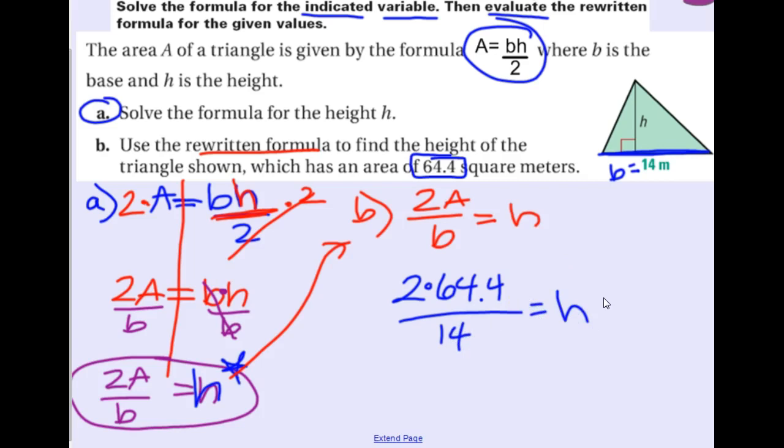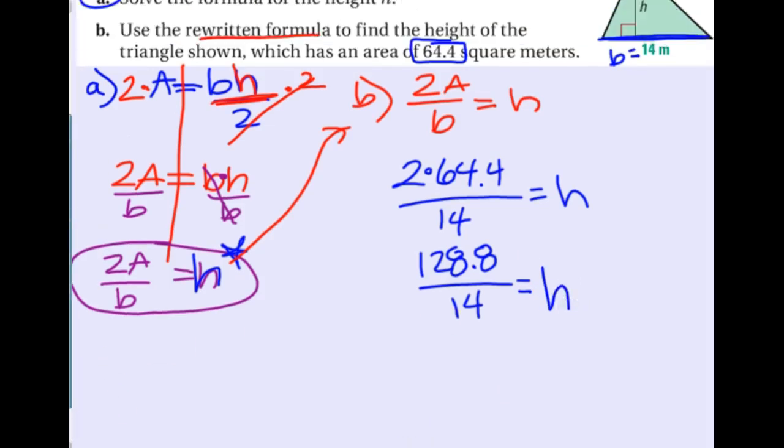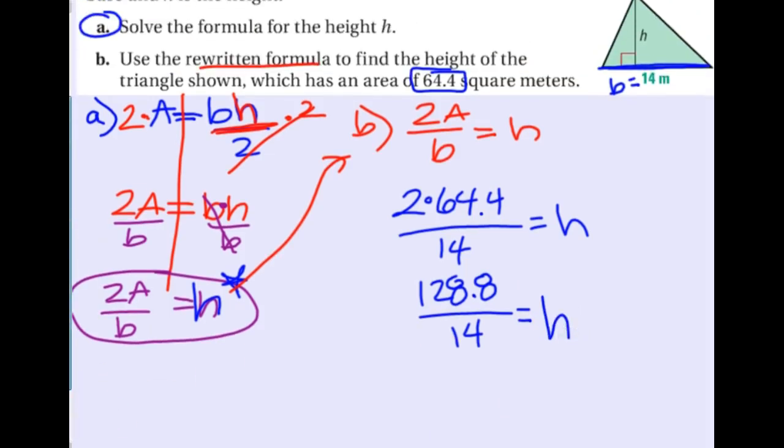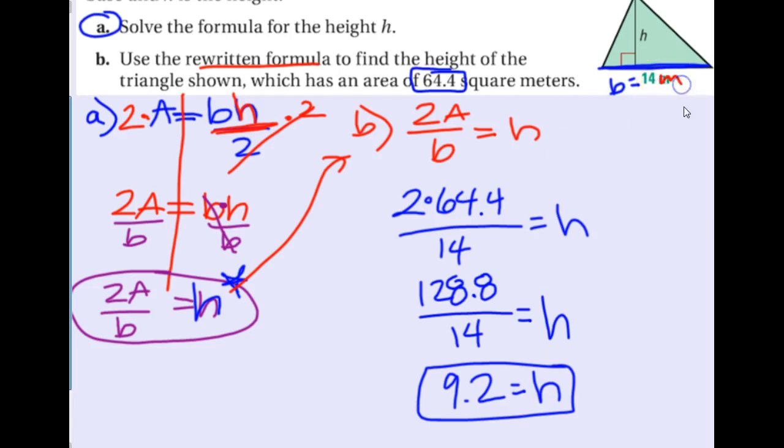So first, I'm going to just plug in my calculator. 2 times 64.4, and I get 128.8, but I need to divide it by 14. And in my calculator, that gives me 9.2. 9.2 m is for meters. Alright, that is it. We have learned how to solve for a letter if we have more than one letter, such as x and y.